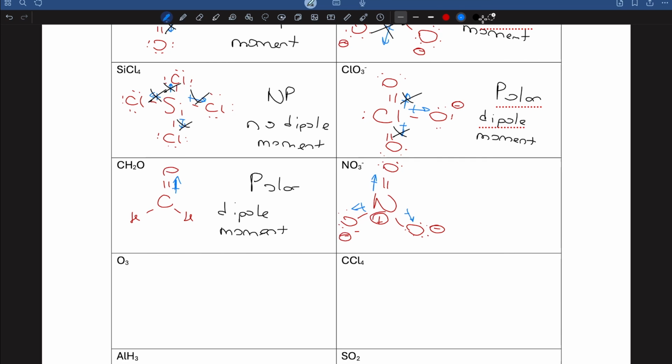And notice that these two arrows combine into an arrow going down. And then it turns out that these 2 arrows do cancel each other out, meaning that this structure is overall nonpolar with no dipole moment.